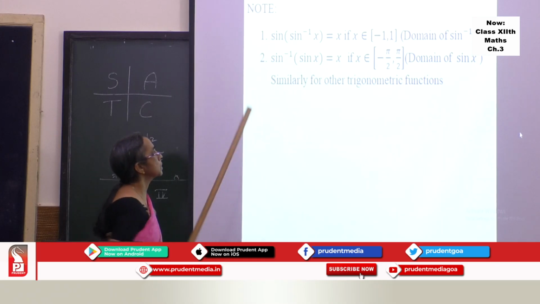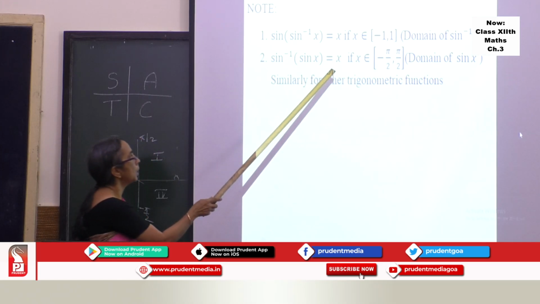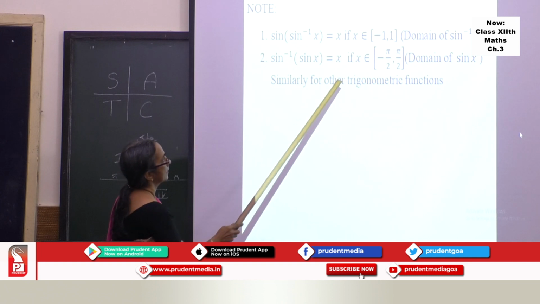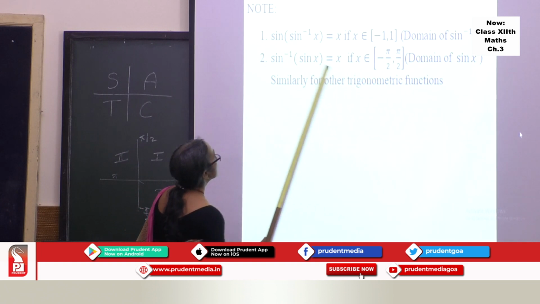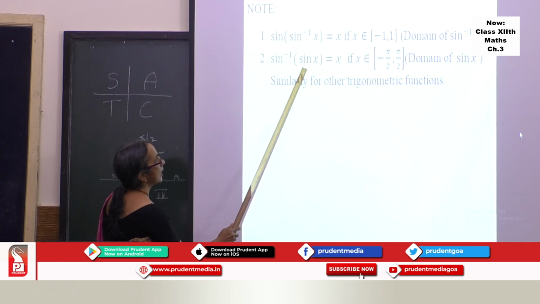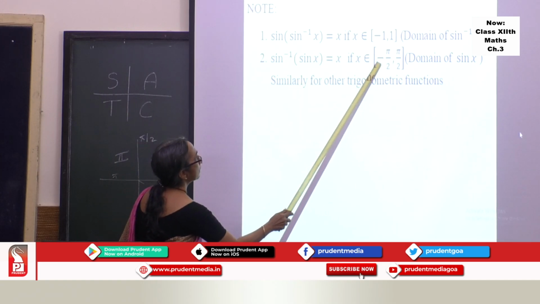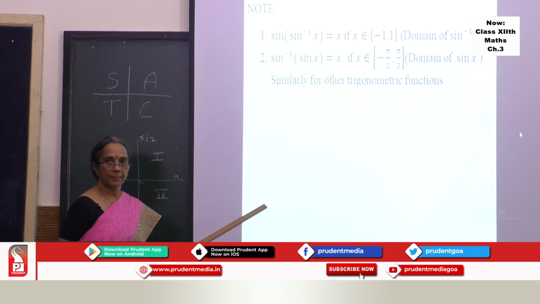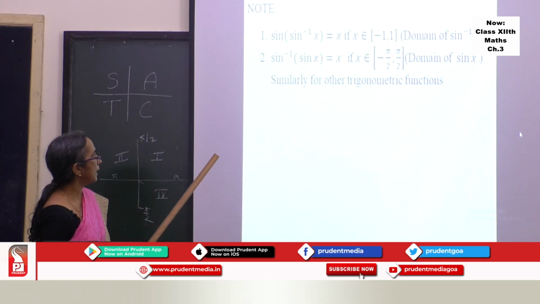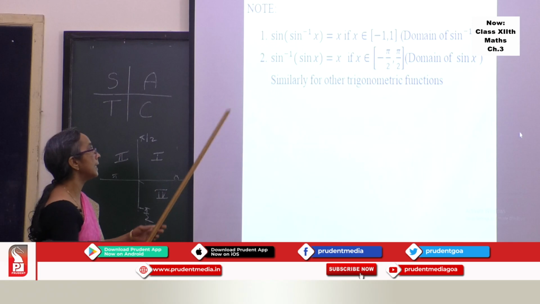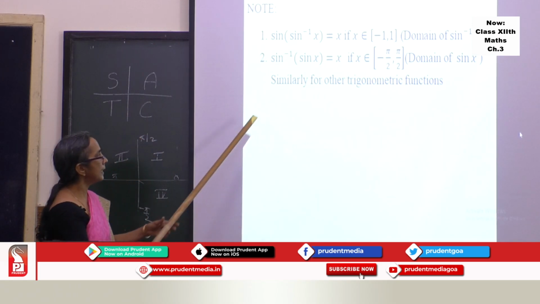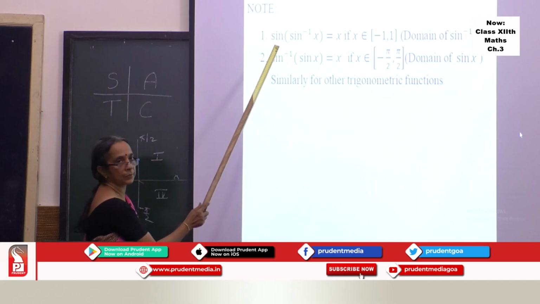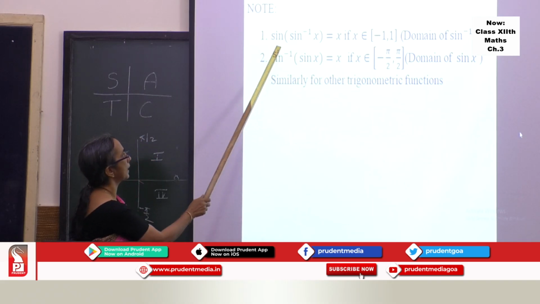And here sine inverse of sin x is equal to x. What is x here? x should be in the domain of sine function. x belongs to the closed interval minus pi by 2 to pi by 2. It should be in the domain of sine function. Then sine inverse of sin x is x. Similarly, for other trigonometric functions, you can see what the domain is according to that.